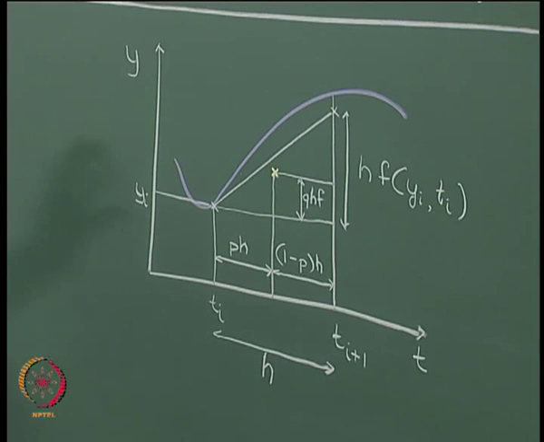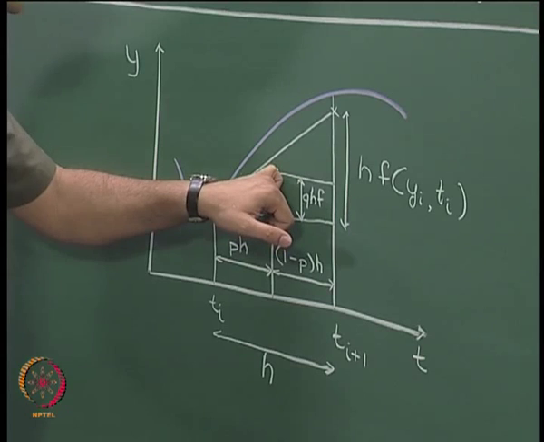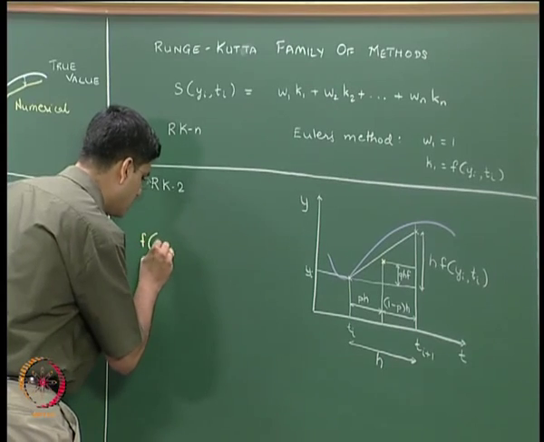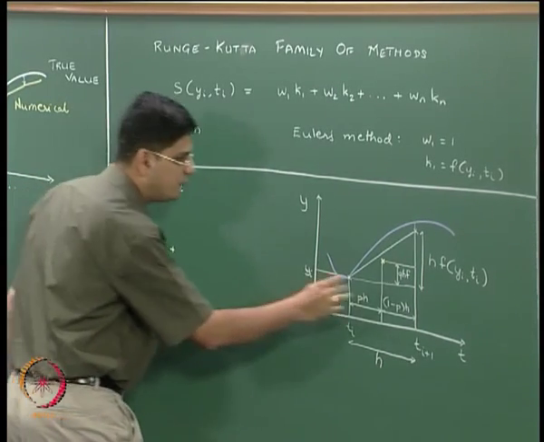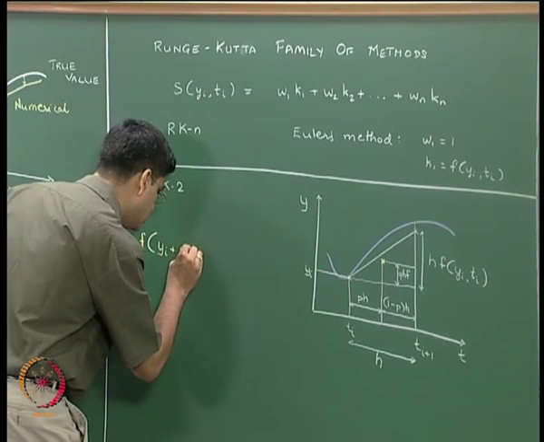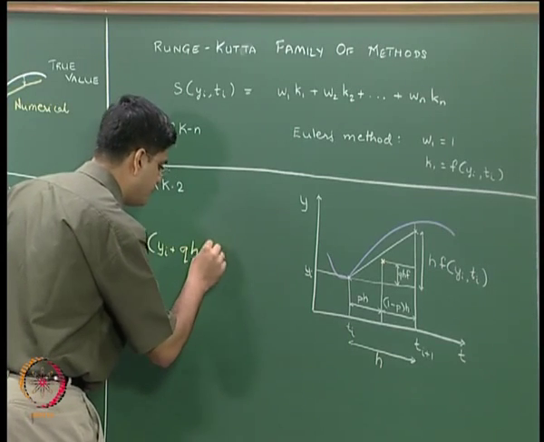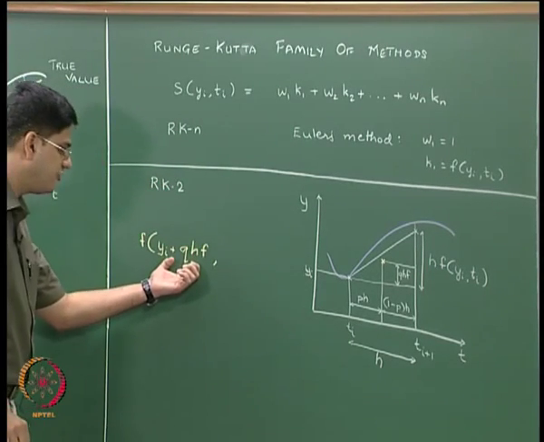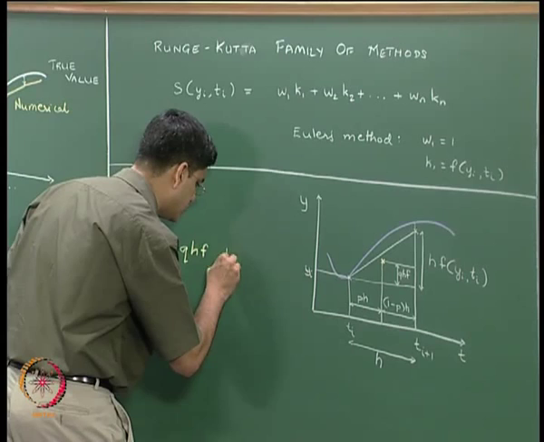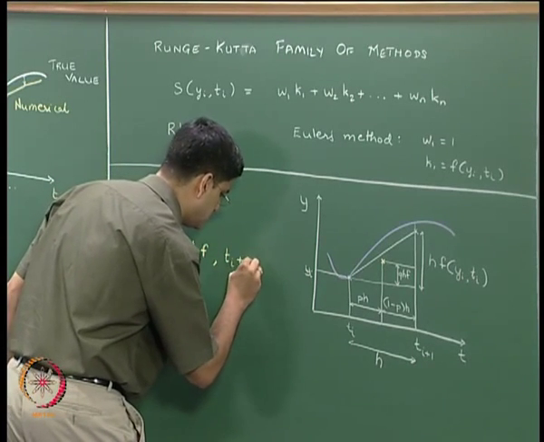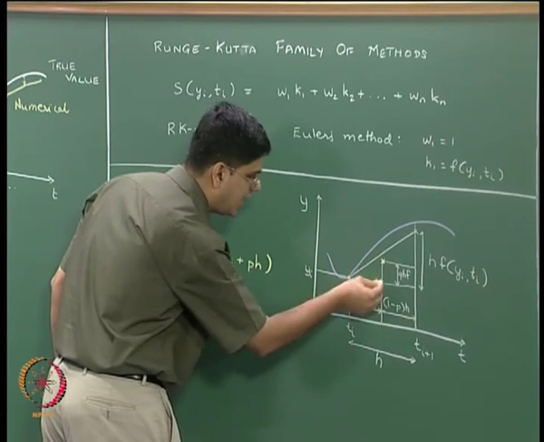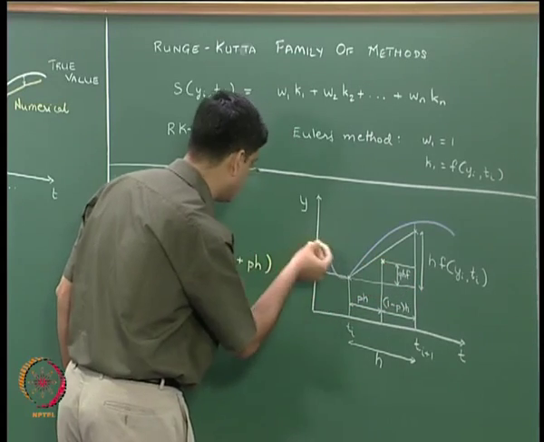Now, what we are going to do is find the function value f computed at this particular point. Okay. So, that function value is going to be f computed at yi plus q multiplied by h multiplied by f. Okay. That is the y coordinate for computing the function. The t coordinate for computing the function is going to be ti plus p times h. So, this is ti plus p times h, that is the t component, and yi plus q h f is going to be the y component.